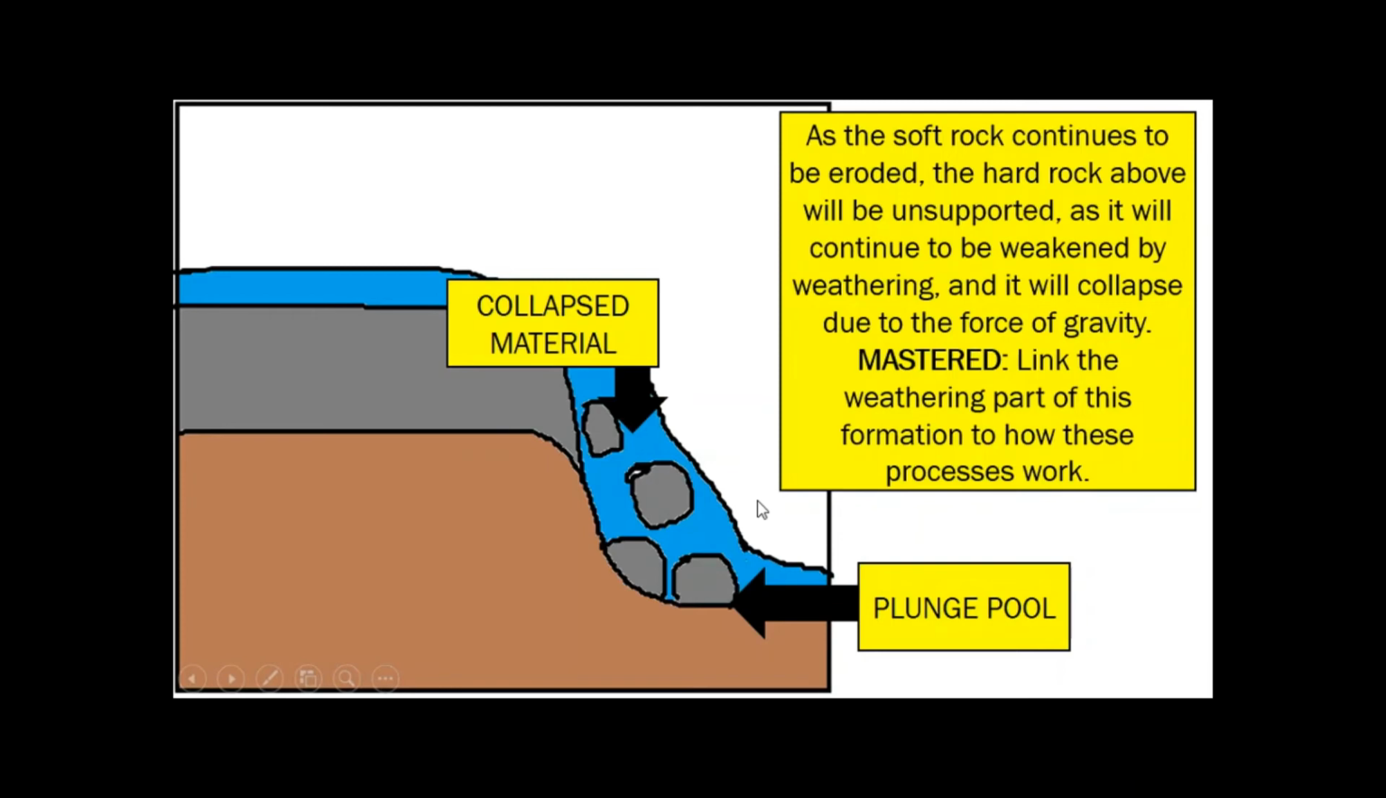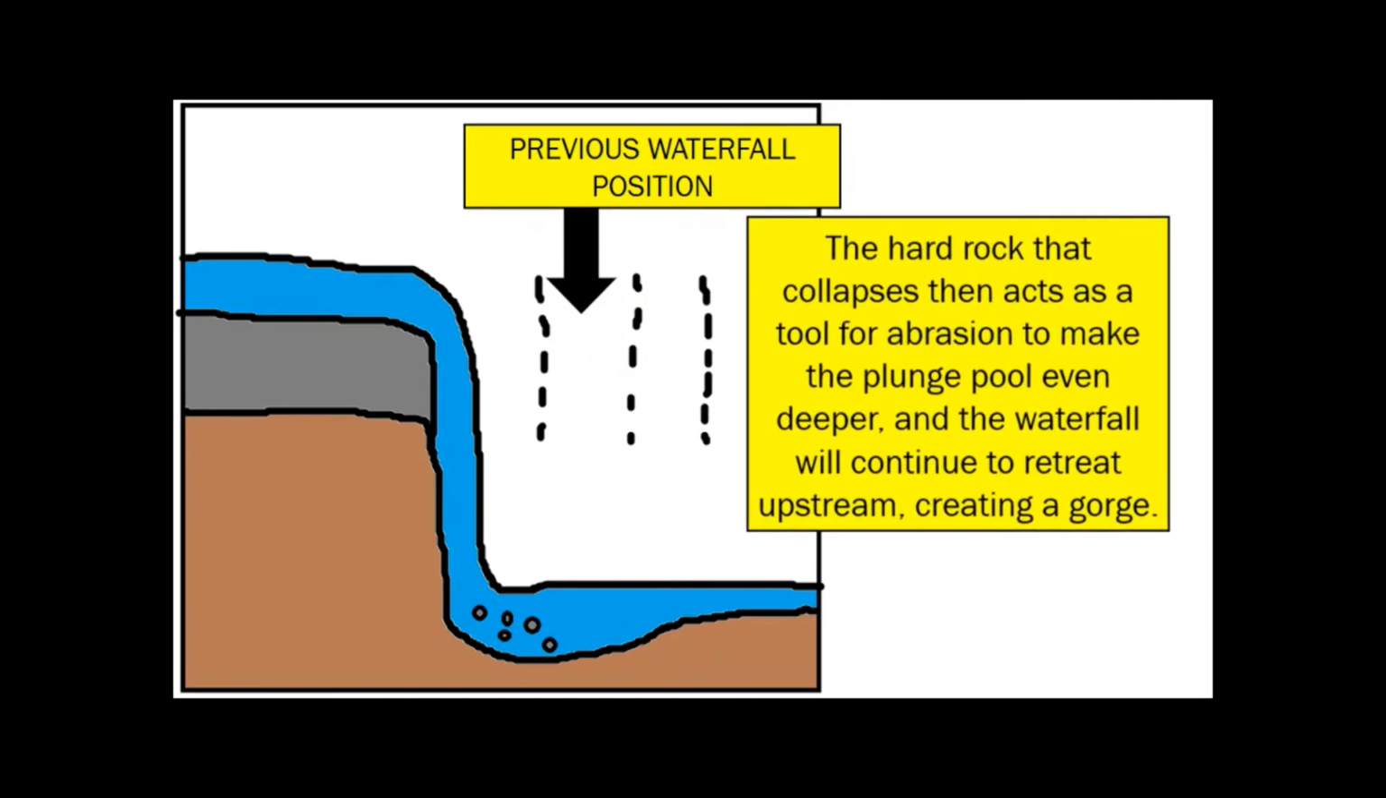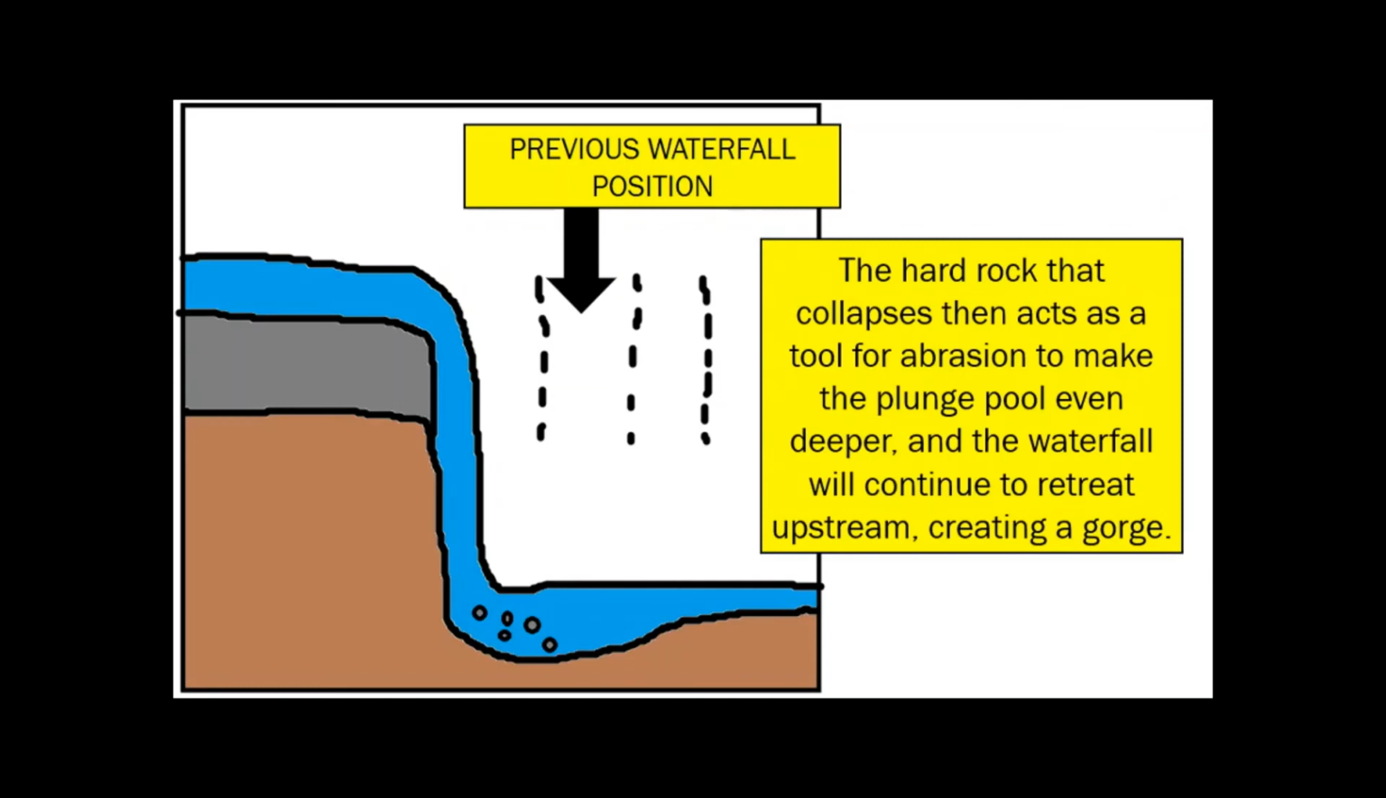Again, if you can link weathering to the hard rock, so if you could say that acid rain is now weathering and weakening the hard rock, that makes it more vulnerable to gravity. That puts you into that mastered level of this question. And then the final part of the formation of this waterfall is that now the hard rock has collapsed, obviously, and the material is acting as a tool for abrasion, which is making that plunge pool even deeper.